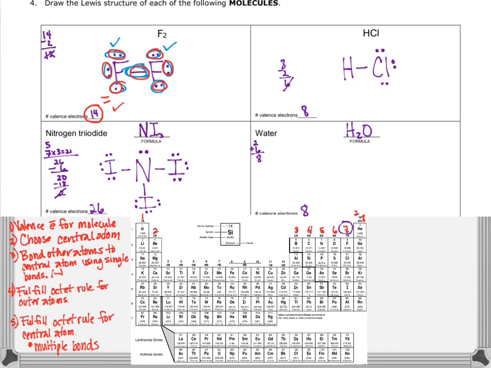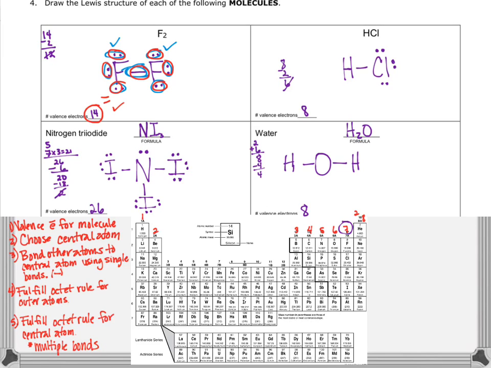Okay, now again I'm going to choose my central atom. In this case it's oxygen. Next step, I'm going to use a single bond to bond each hydrogen. Alright, so far I've used 4 electrons. I'm going to subtract 4 from 8. So I have 4 left to use.